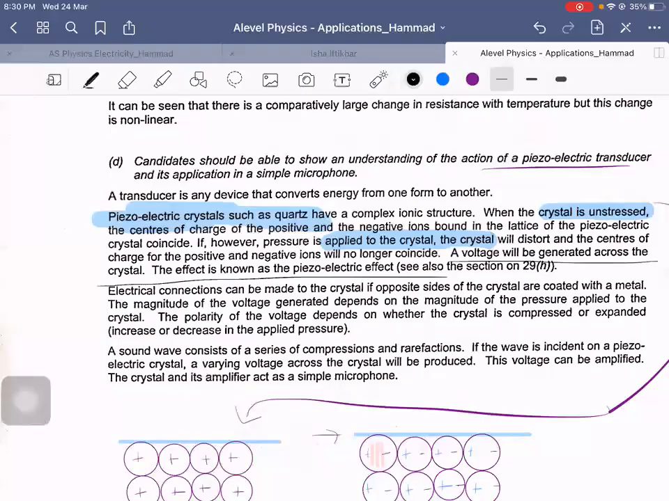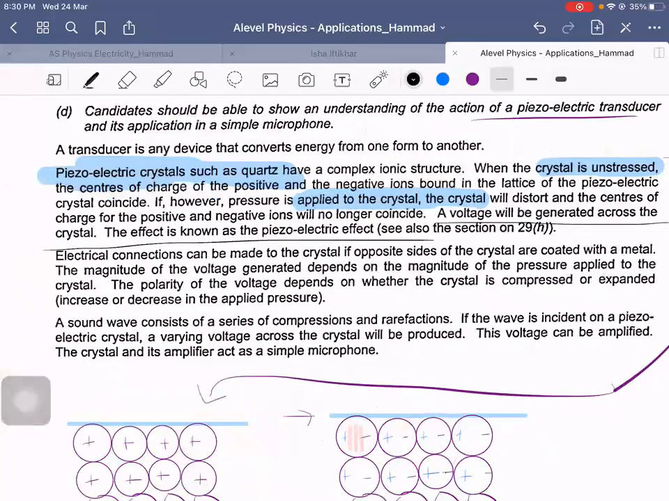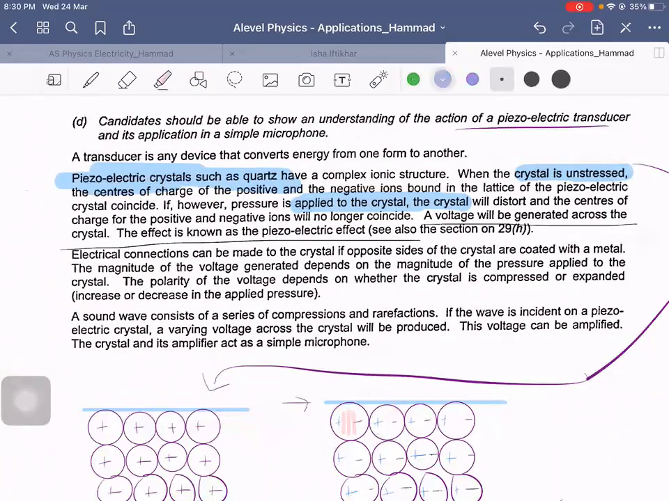Electrical connections could be made to the crystal if opposite sides of the crystal are coated with a metal. The magnitude of the voltage generated depends upon the magnitude of the pressure applied to the crystal. The polarity of the voltage depends on whether the crystal is compressed or expanded, right? Which means the increase or decrease in the pressure applied. A sound wave consists of a series of compressions and rarefactions. If the wave is incident on a piezoelectric crystal, a varying voltage across the crystal will be produced. This voltage can be amplified, and therefore the crystal and its amplifier will act as a simple microphone.